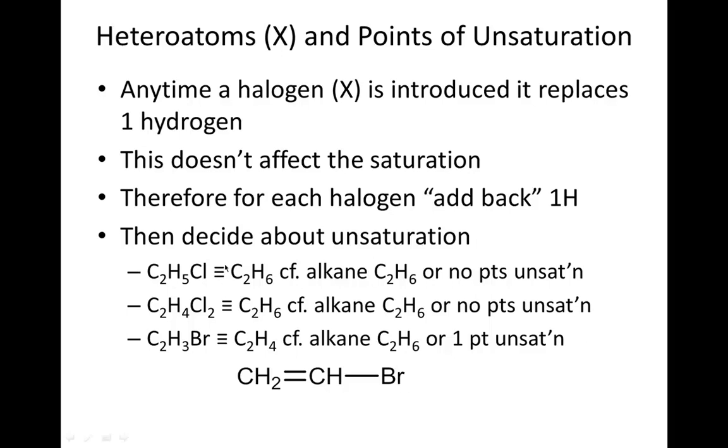So this symbol, these little 3 lines, means is equivalent to. So this formula, C2H5Cl, is equivalent to adding back 1 hydrogen for this chlorine. The equivalent is C2H6, which is the alkane formula, so there are no points of unsaturation in that formula. If we do the same thing with 2 chlorines, we have to put 2 hydrogens back. Again, that's still no points of unsaturation. In this formula, if we put 1 hydrogen back for this bromine, that's C2H4, and that compared to the alkane formula indicates there's 1 point of unsaturation, and here's an example of a structure that would fit that formula.